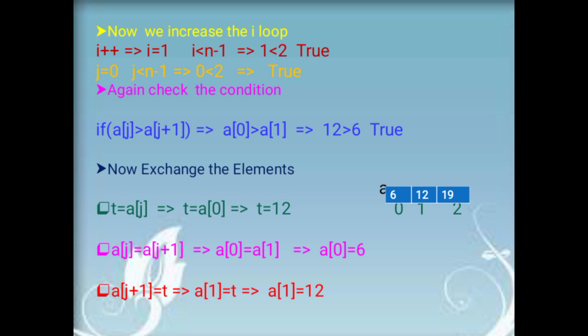Again, check the condition: A of j is greater than A of j plus 1. It means we are starting the loop variable with 0. 12 is greater than 6. Yes. Okay, exchange the elements. In 0th position, we are storing the 6 element, and in first position, we are storing the 12 element. So now let's see the array structure. In 0th position we have the 6 element, in first position the 12 element, and in second position the 19 element is present.